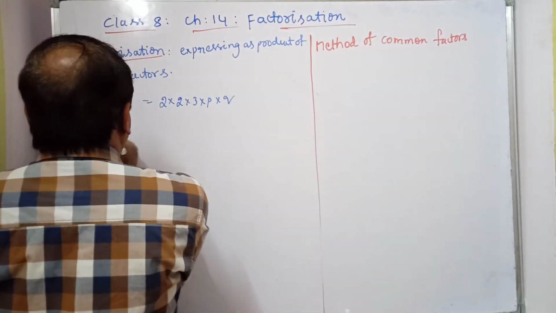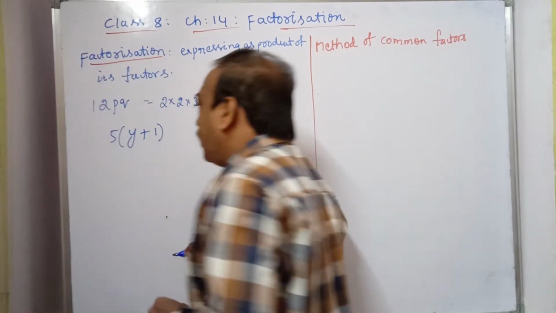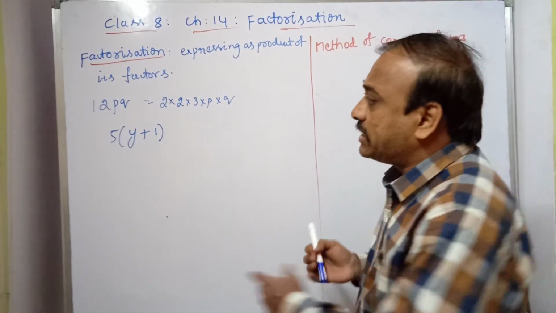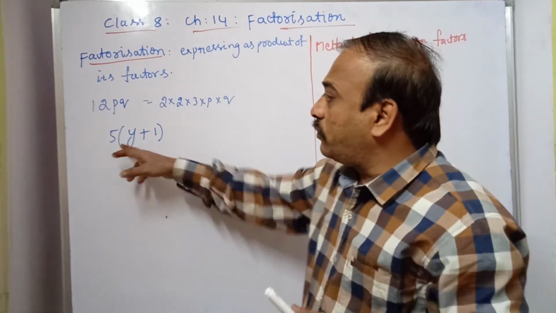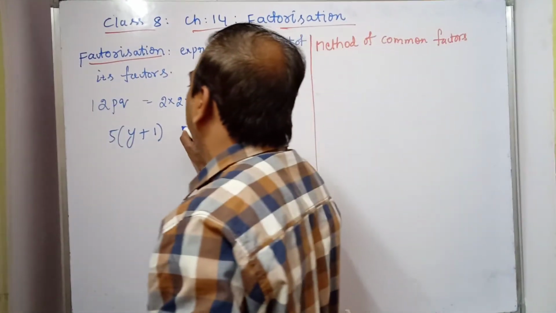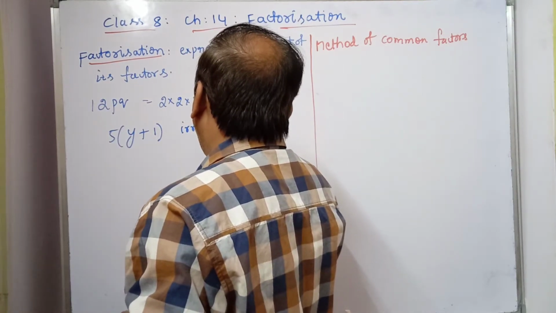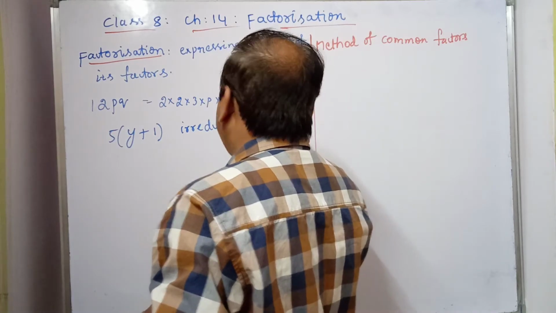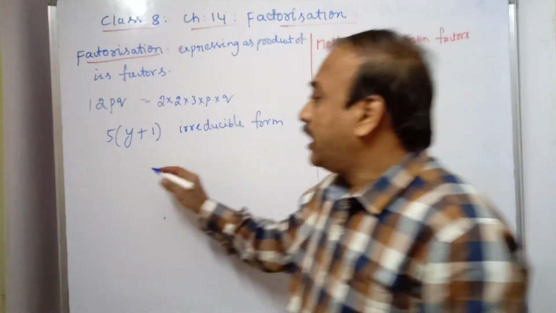Now sometimes we get like this, 5 into y plus 1. Observe it. This is already expressed, 5 into y plus 1. This is irreducible form. So this is called factorization. Now you see one more.